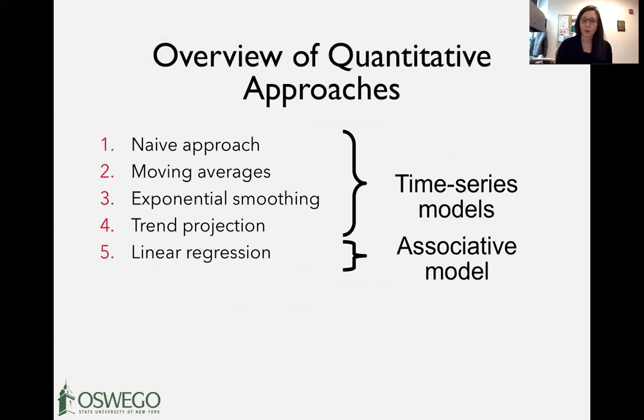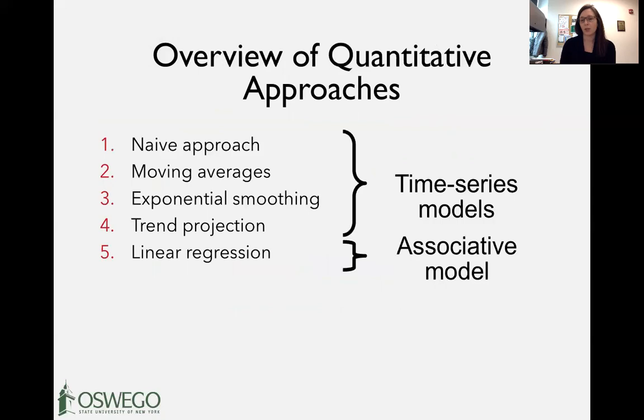So the quantitative approaches that we'll focus on for this course, the majority of them are time series models, which basically means you're using historical data to determine what your forecast will be in the future. And those are things like the naive approach, moving averages, exponential smoothing, and some trend projections.